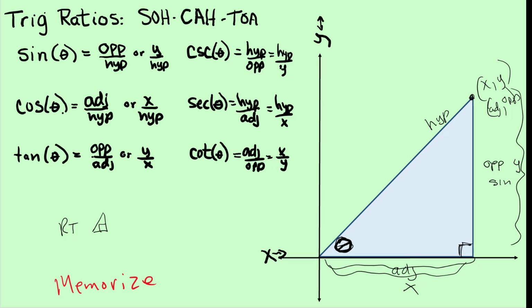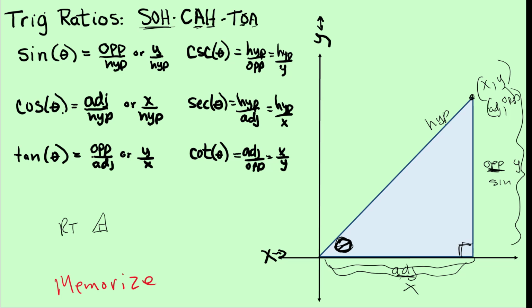So sine, in SOHCAHTOA, sine is opposite over hypotenuse, or y over whatever the hypotenuse value is. The CAH part, cosine, is adjacent over hypotenuse. And then we have tangent. Tangent is opposite over adjacent. So sine, opposite over hypotenuse.